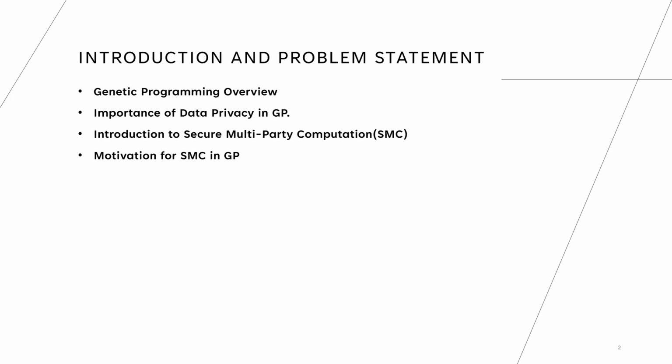Now, secure multi-party computation, or SMC, is a method that allows parties to collaboratively compute a function over their inputs without revealing these inputs to each other. The researchers implemented SMC using the obliv framework.